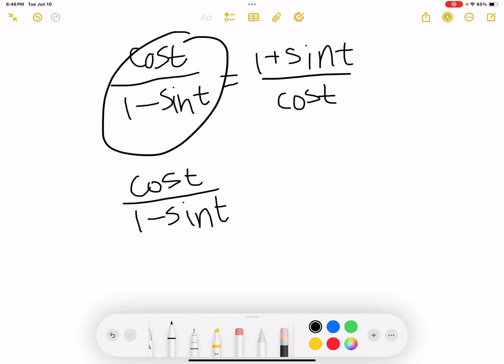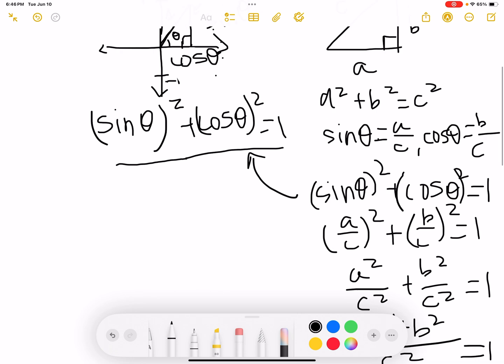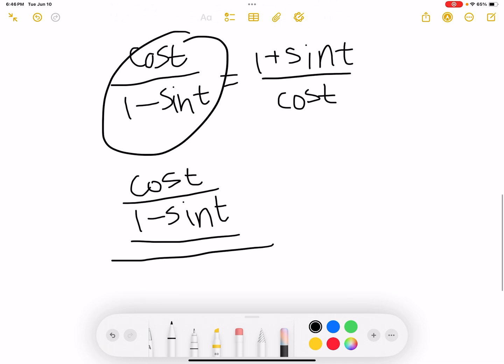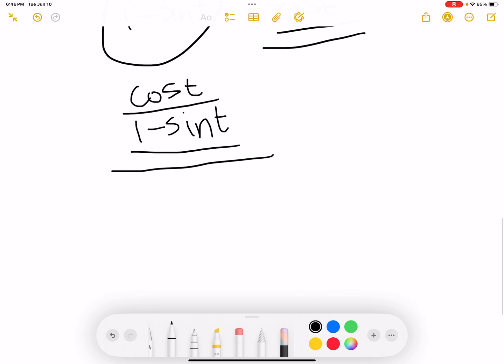we can actually use the identity that we've proven up here. Because the bottom has 1 minus sine t, but this isn't exactly what we want. We want 1 minus sine squared t, because then we can get the bottom to be cosine squared t. So how is it possible that we can get from 1 minus sine t to 1 minus sine squared t?